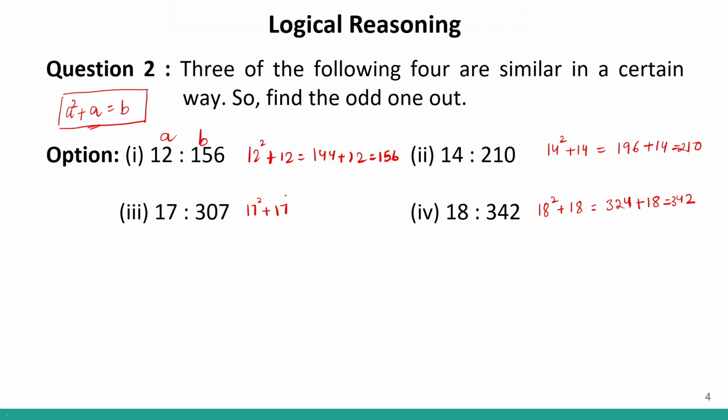Now let us look at option number 3. So it will be 17 square plus 17. What is 17 square? 289. And if I add 17, here I'll get 6, correct? 1 will be carried. 8 plus 1, 9 plus 1, 10. 1 will be carried, 3. So I'll get 306. And over here we have 307. So option number 3 does not follow the same logic. It is different. Therefore, our correct answer will be option number 3. Clear?